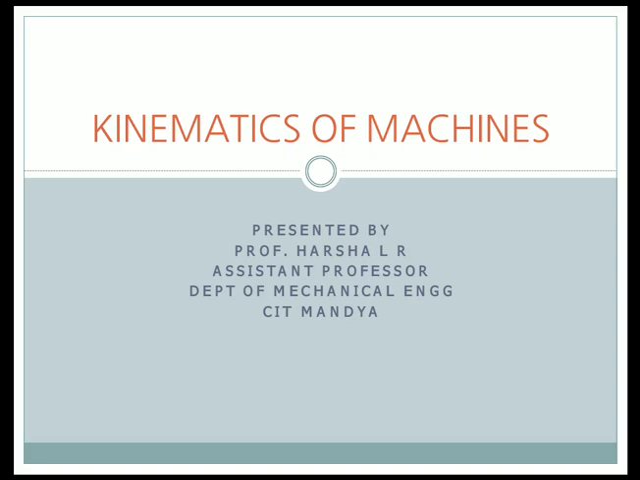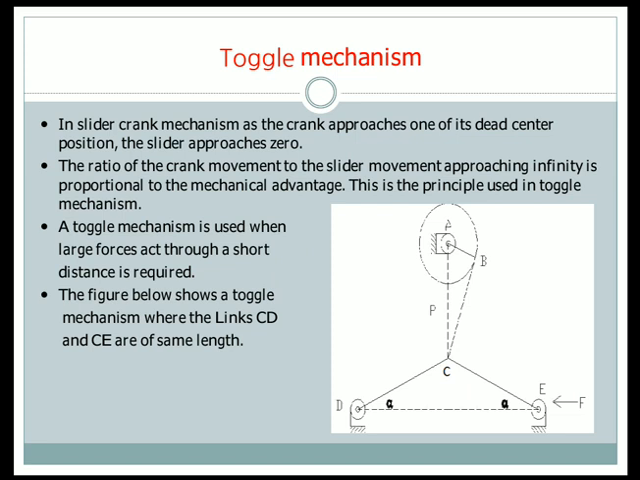Dear students, today we shall discuss the next mechanism, that is the toggle mechanism. In a slider crank mechanism, as the crank approaches one of its dead center positions, the slider velocity approaches 0. As you can see in the figure, there are links CD, CE, CB and AB.